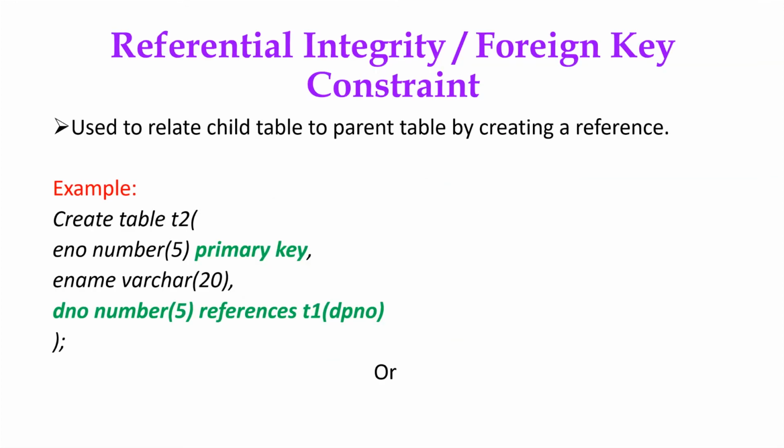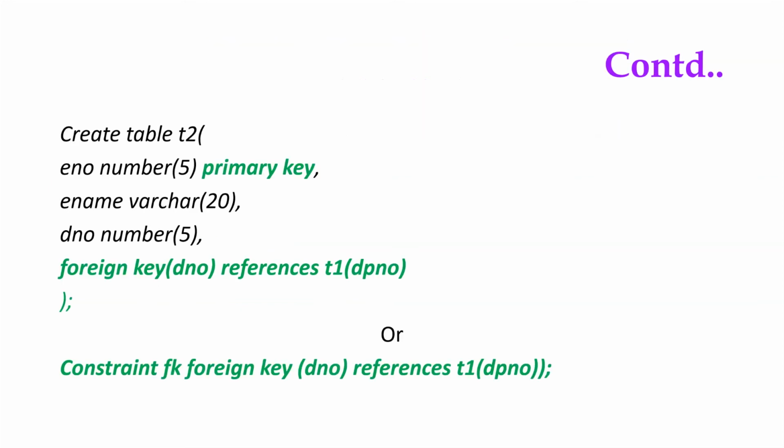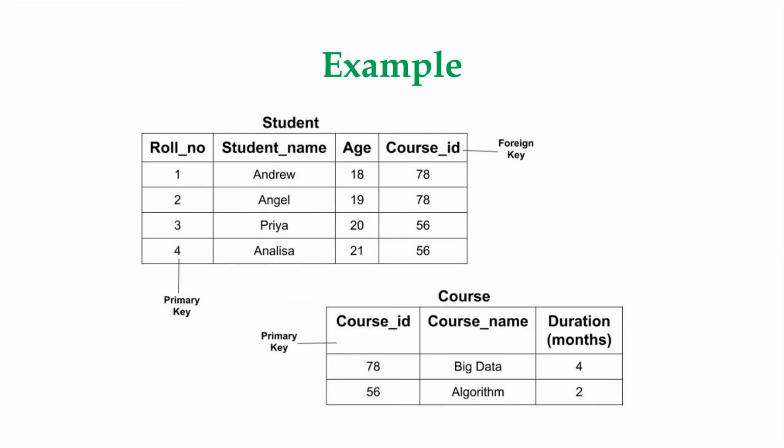And again we have the referential integrity constraint, or foreign key constraint. One key is a primary key, another key is a foreign key. That foreign key will be a primary key for some other table. With an example, let us understand: student is one table, course is another table. In student, roll number is the primary key, whereas in course, ID is the primary key. But this course ID is used in the student table for referring to the course. So, the course ID in the student table is called a foreign key.